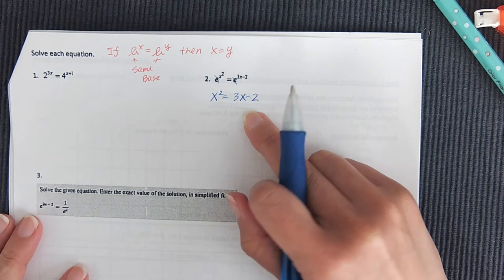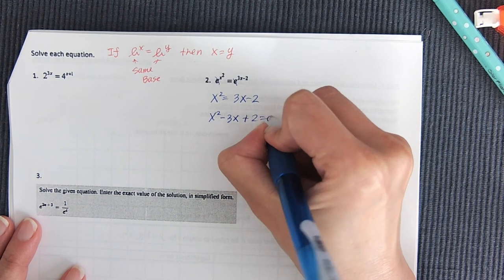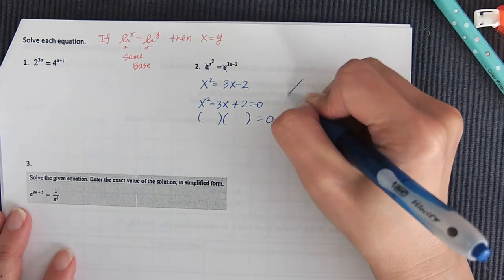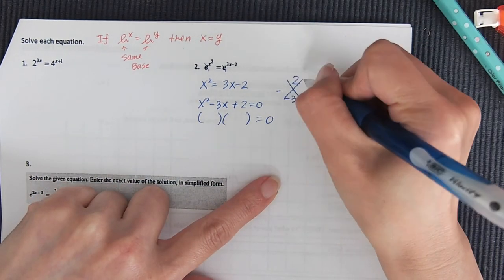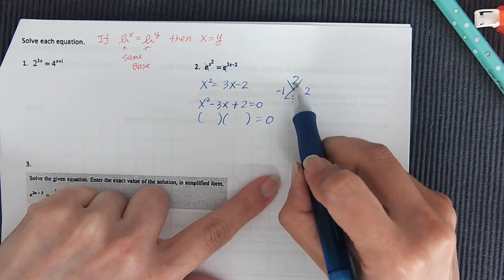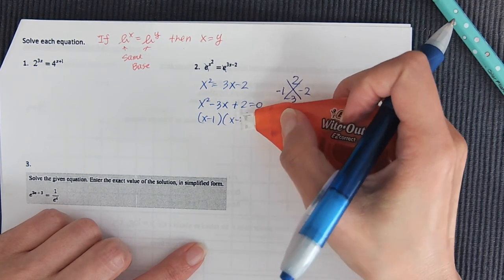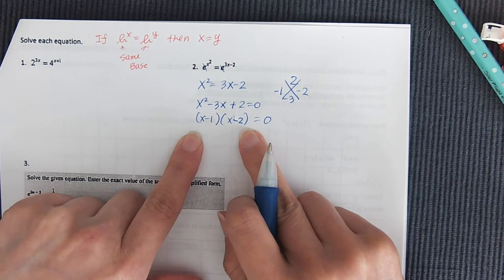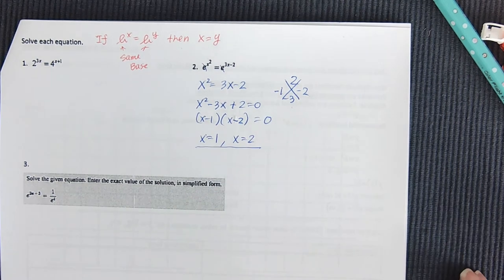How do you solve it? Move the 3x over: x squared minus 3x plus 2 equals 0. You just need to factor. Negative 1 times negative 2 is positive 2, and adds to negative 3. So x minus 1, x minus 2. The answer is x equals 1, x equals 2. That one is really easy.